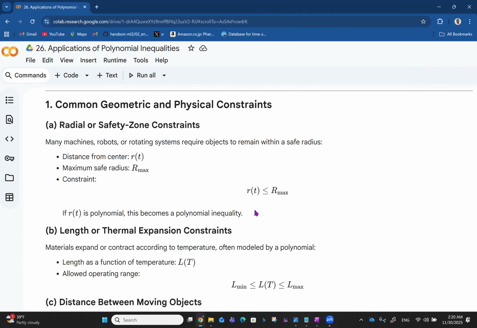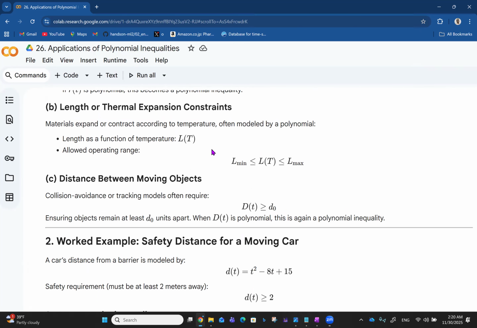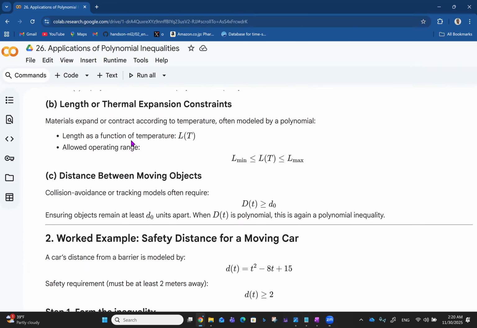So then another thing, apart from radial or safety constraint, we can also have something like length or thermal expansion constraints. So materials expand or contract according to temperature, often modeled by a polynomial. When a body is heated, right, there's a tendency for it to expand. When it is cooled, there's a tendency for it to contract.